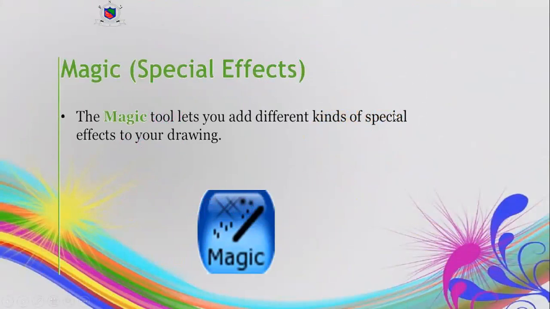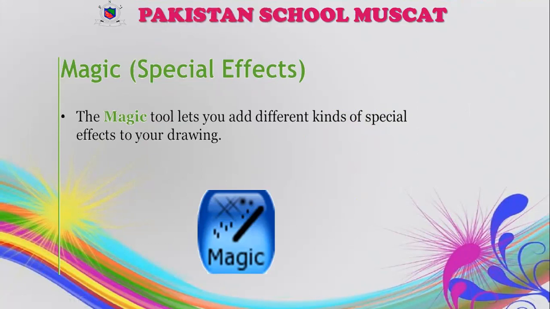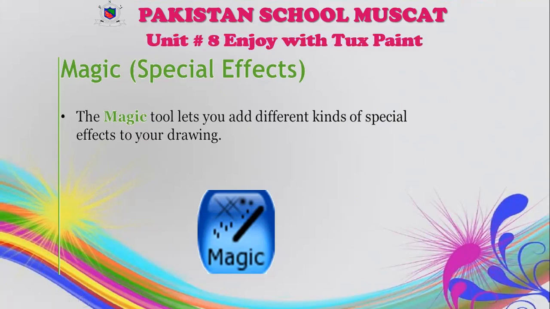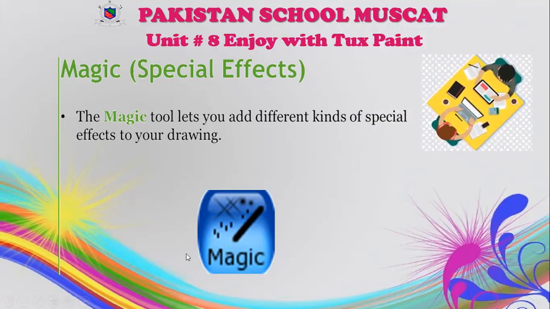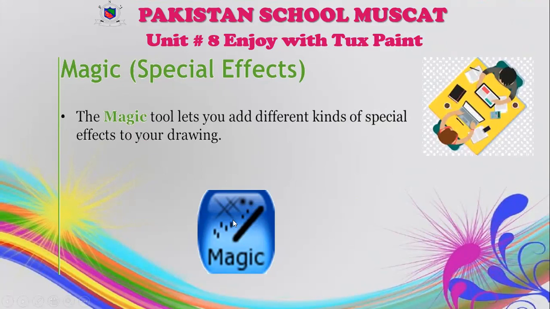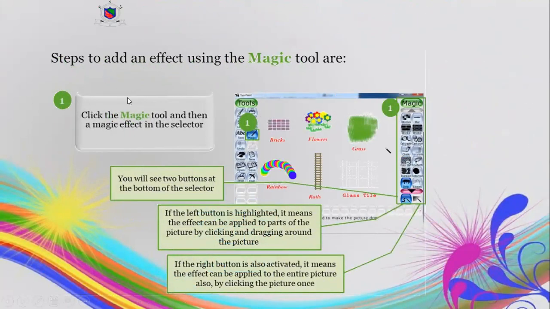So before we go on for today's work, which is on your notebook, let's see the magic tool. Magic tool special effects. The magic tool lets you add different kinds of special effects to your drawing. And this is the symbol you can see under this line and dots on your toolbar area. Magic tool is available. How can you use that one? Simply you need to check in this layout.